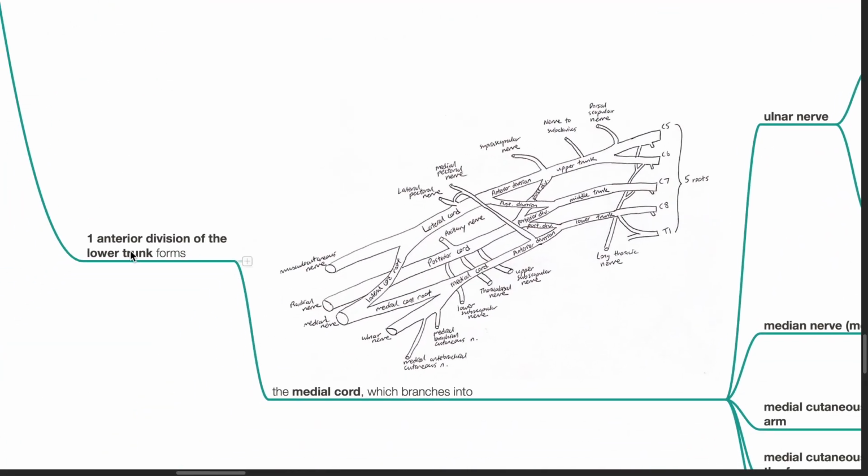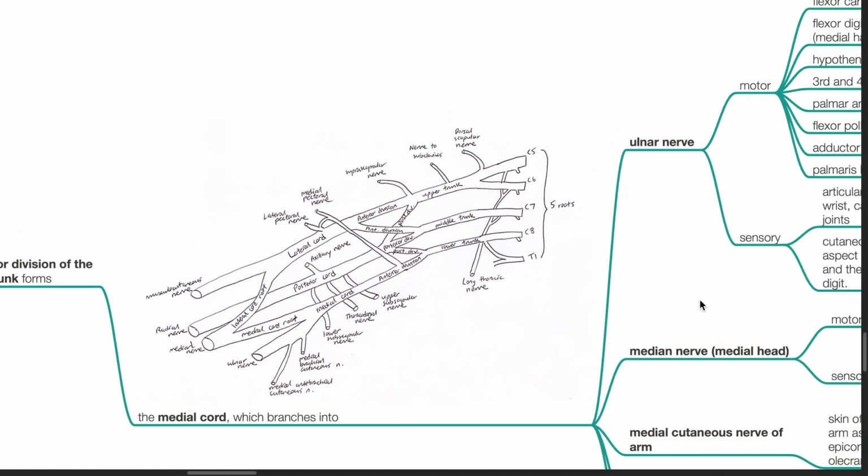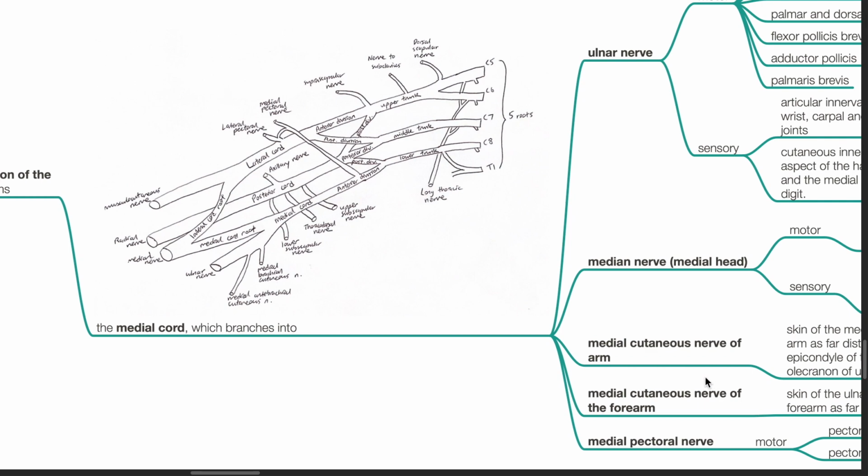One anterior division of the lower trunk forms the medial cord, which branches into the ulnar nerve, median nerve, medial cutaneous nerve of the arm and the forearm, and medial pectoral nerve.